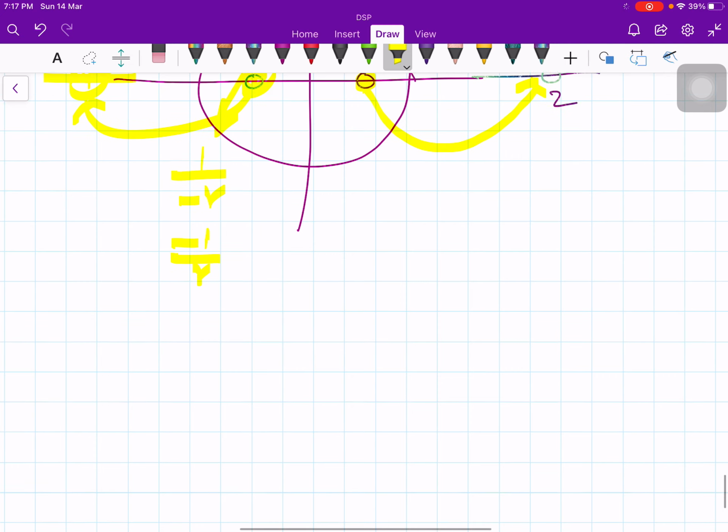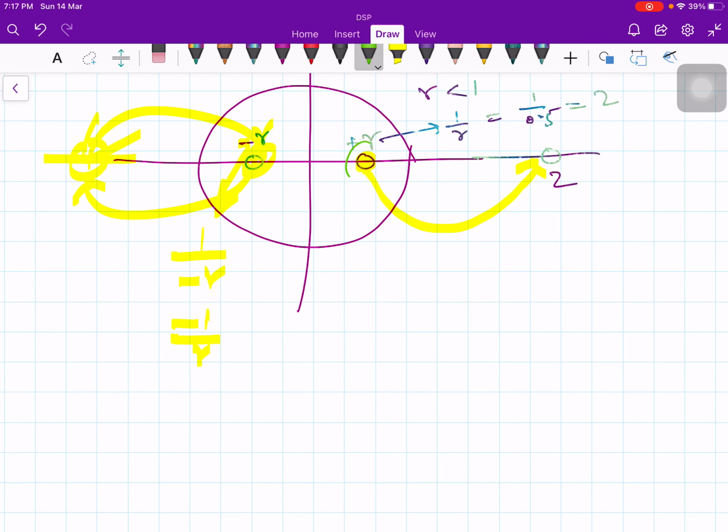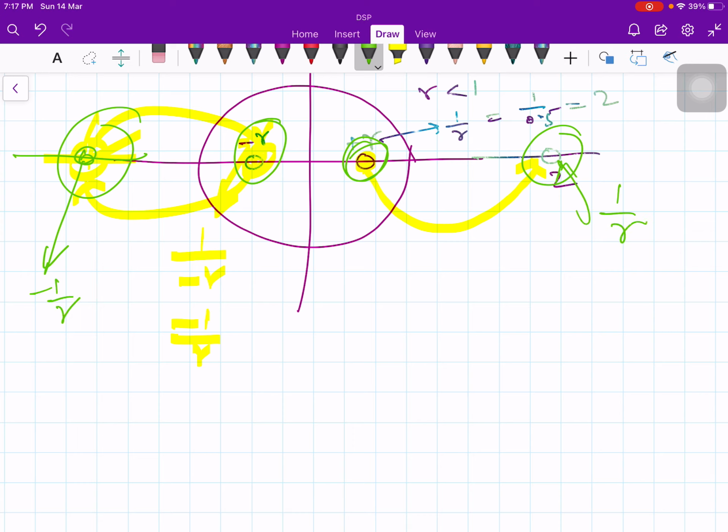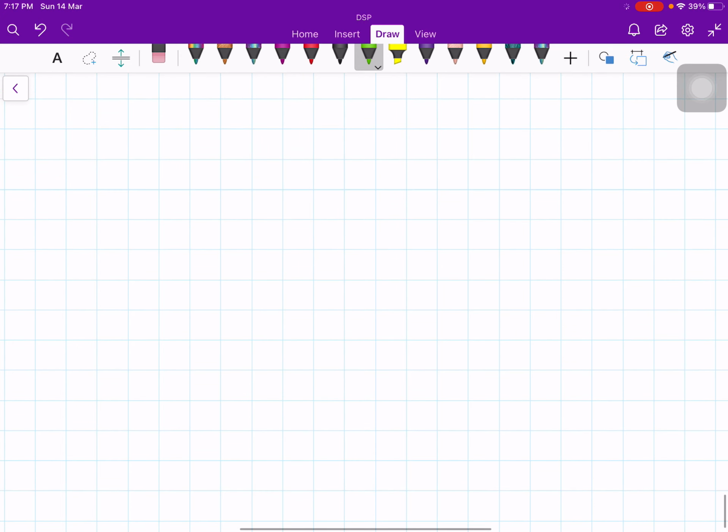Okay. So, if I have a 0 in this point, I must have a 0 in this point. If it is minus r, then I must have a 0 at minus 1 by r. Let's say this point is minus 1 by r and this point is plus 1 by r. Now, let us take one more example.